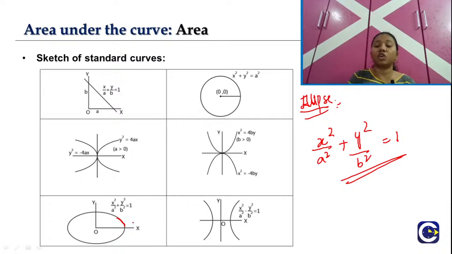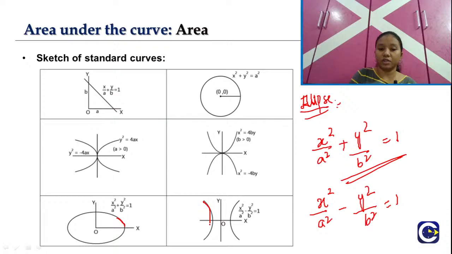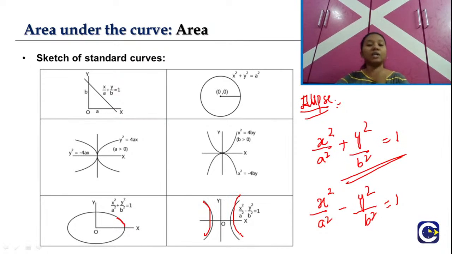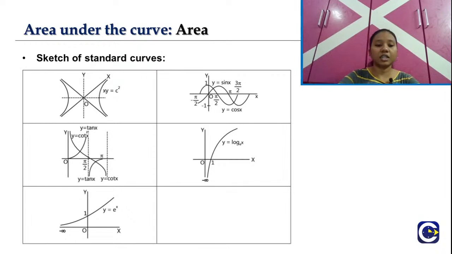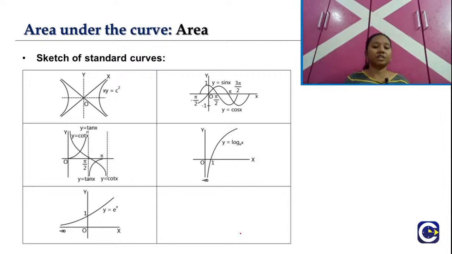Similarly, the equation of hyperbola will be x square by a square minus y square by b square equal to 1, and the corresponding figure will be this for a hyperbola. So you have to be sure which conic section the equation belongs to, and the figure. The previous ones are quite easy for you. Now let's see another type of standard sketches. These are not related to our conic sections. These are our logarithmic and trigonometric functions.